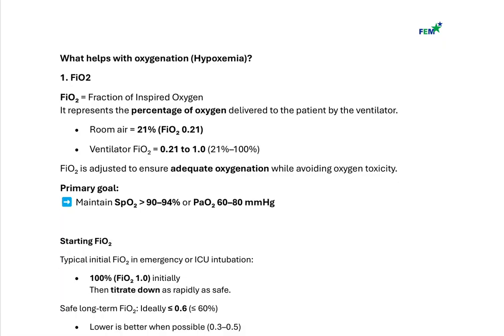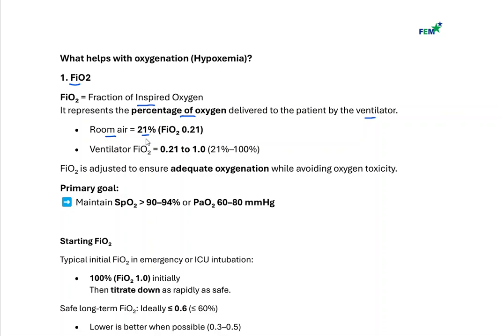So what helps with oxygenation, like we mentioned, FiO₂ and PEEP. So what's FiO₂? It is the fraction of oxygen in the inspired gas. So this represents the percentage of oxygen delivered to the patient by the ventilator. And as we are sitting down, not on oxygen, on room air, the oxygen we are breathing in is 21%.